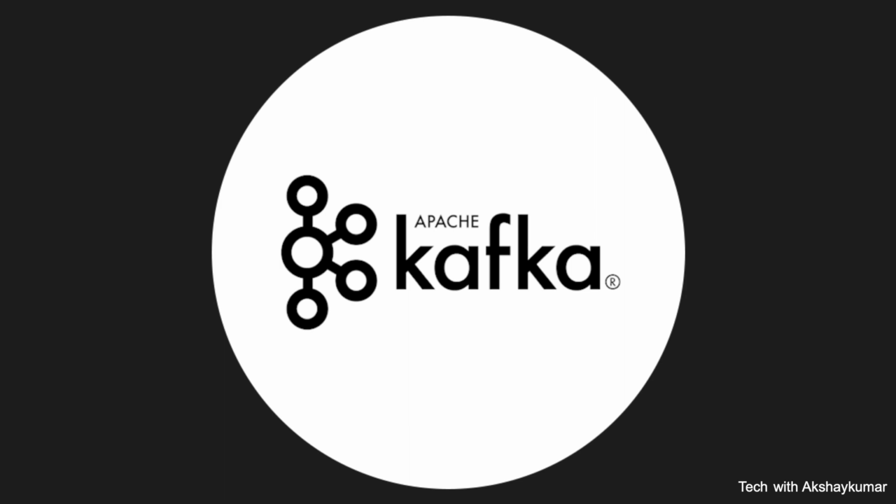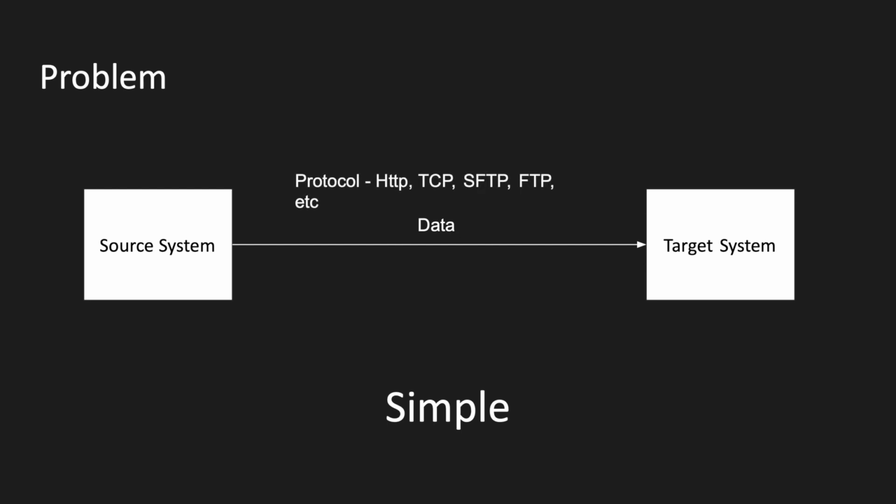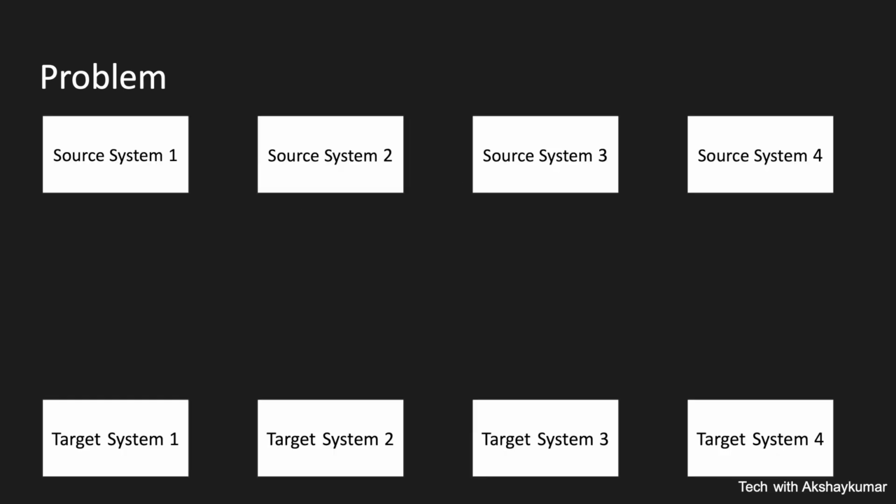Today we will learn what is Kafka, its introduction and where we can use it. So before we jump into what Kafka is, we will discuss a problem where I wanted to send data from source system to the target system, which looks very simple. And of course, it's simple. We just need to decide what protocol should be used, like HTTP, HTTPS, TCP, SFTP, FTP, etc. and the format in which I wanted to send data like CSV, JSON, XML, and we are good to go.